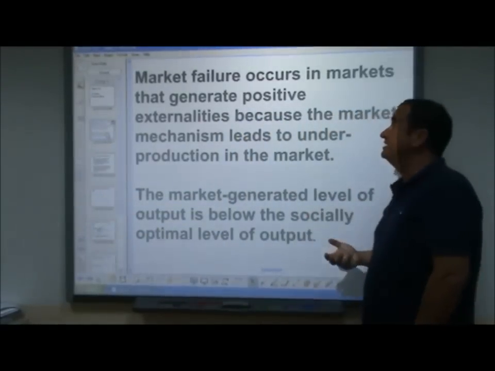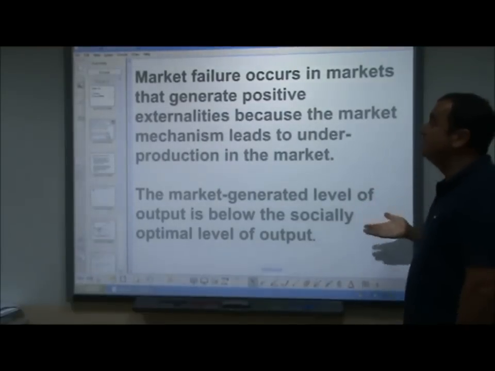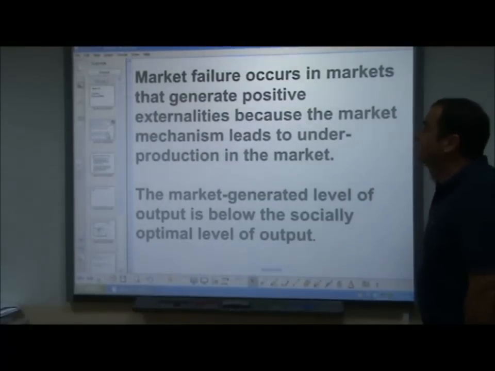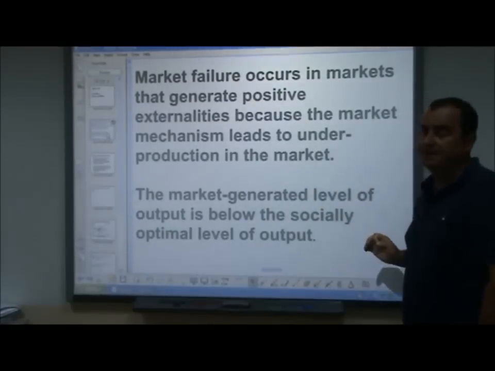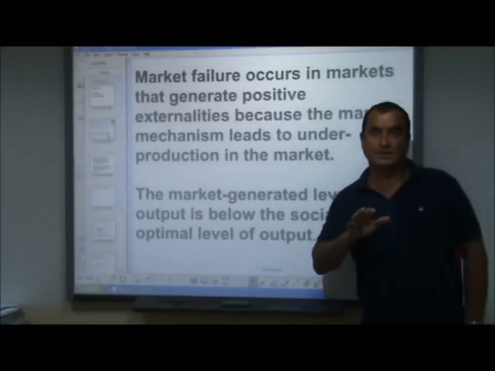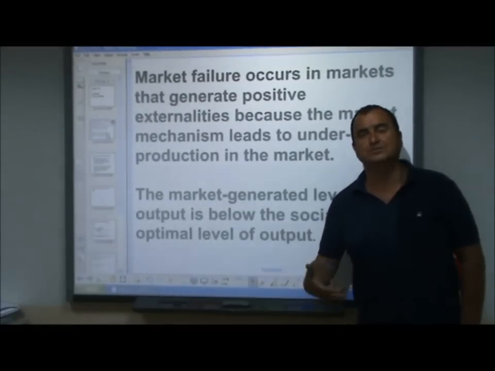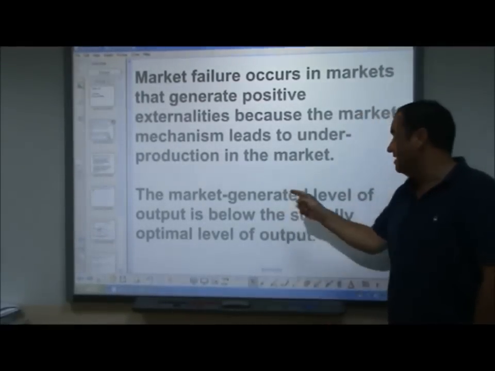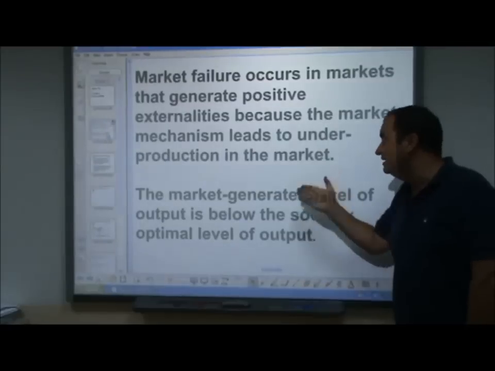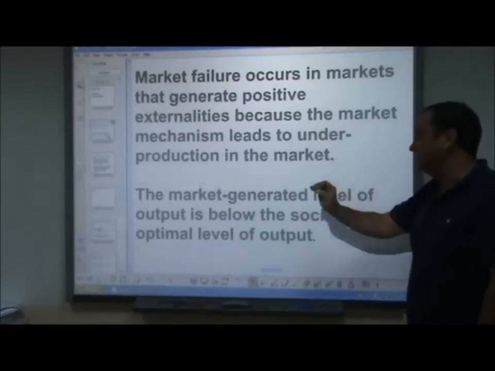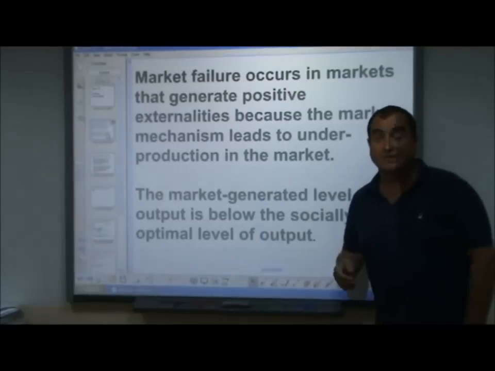So market failure may occur in markets that generate positive externalities because the market mechanism leads to underproduction. We leave it to the market, we get an underproduction, less production than is good for society. The market generated level of output is below the socially optimal level of output, and that's market failure.